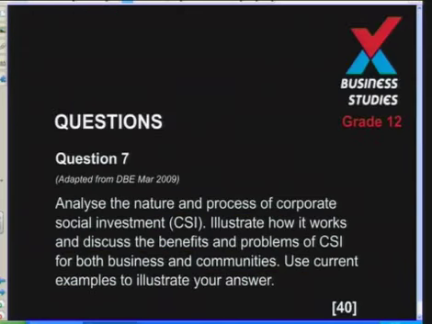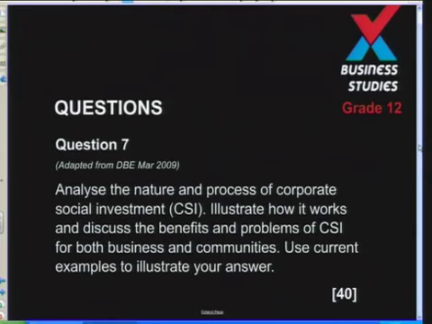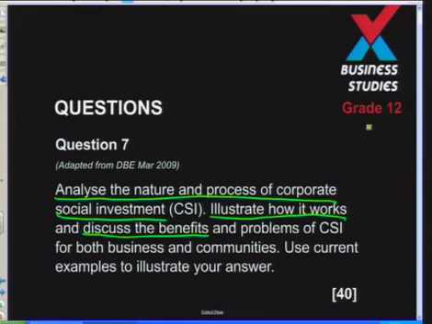Right, let's go on to our question 7 here. This is our essay question. So now we need to analyze the nature and process of corporate social investment. The next part of the question is illustrate how it works, and then discuss the benefits and problems of CSI for both the business and communities. Use current examples to illustrate your answer.